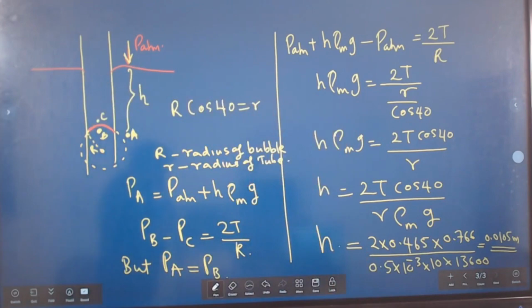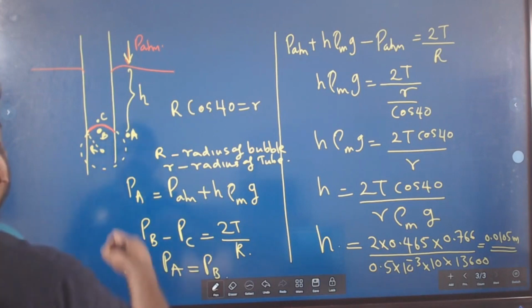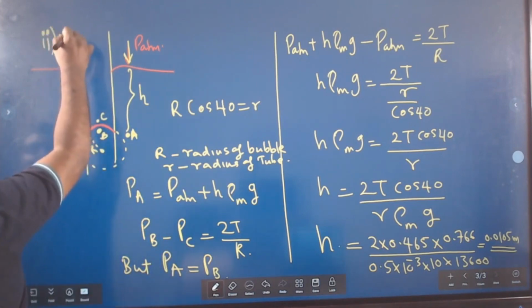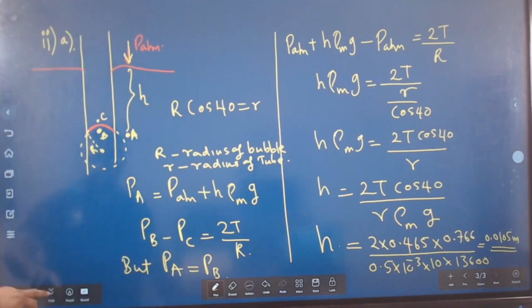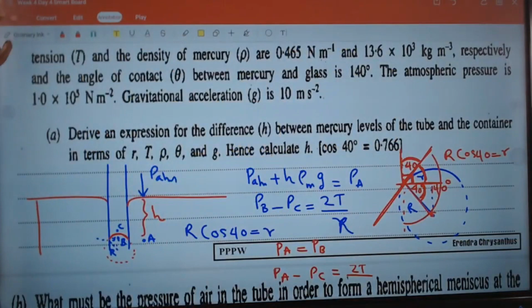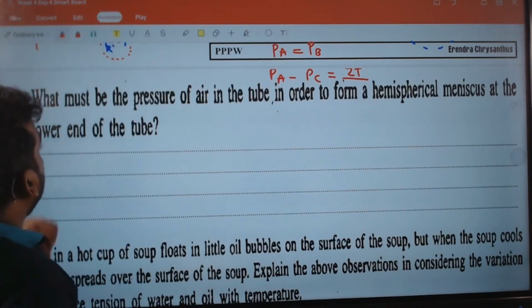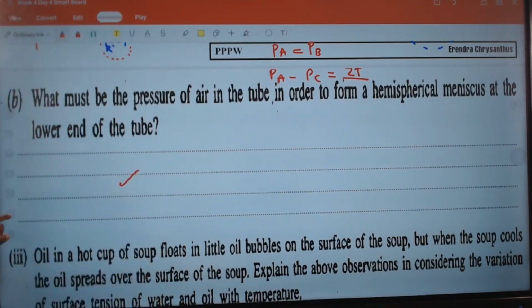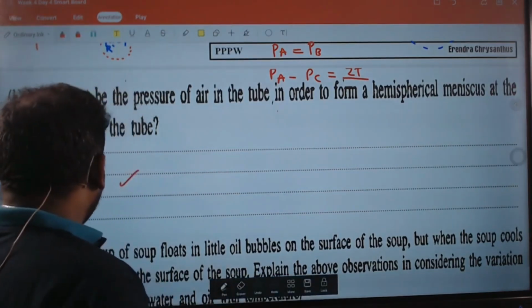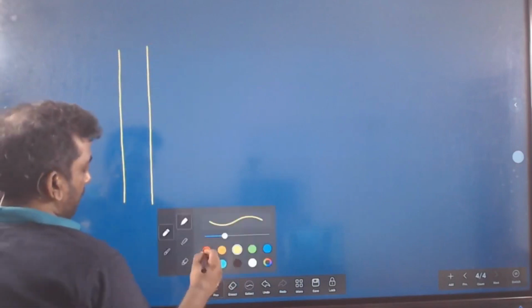So this is Roman 2, part A. Now, part B. What must be the pressure of the air in the tube in order to form a hemispherical meniscus at the lower end of the tube? This also I have solved. So now redraw it. Hemispherical meniscus at the bottom.